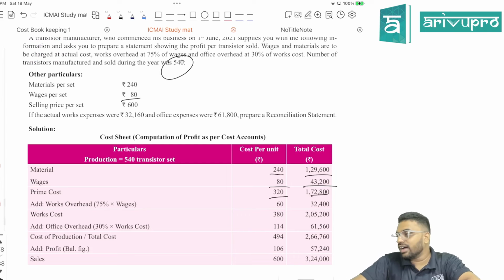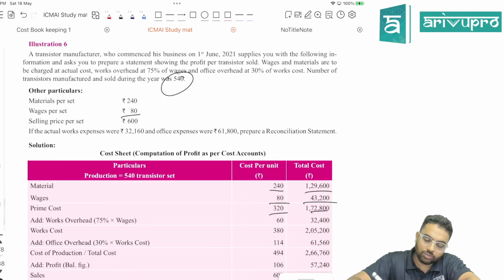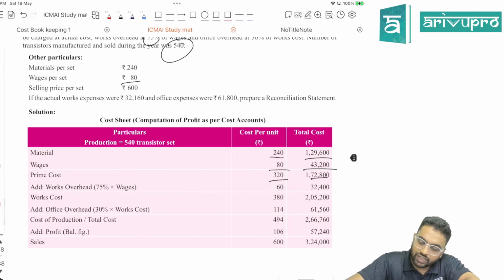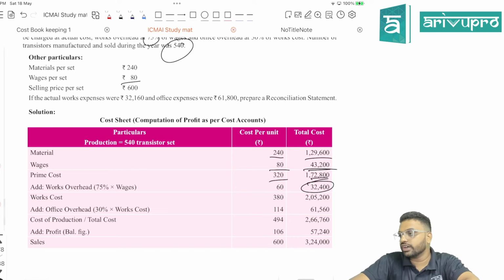For that, add the factory overhead. Here, should we take actual factory overhead or the absorption rate? They have given an absorption rate, 75% of the wages. So wages is 43,200 into 75%, which will come to 32,400. Done. We will get a factory cost.